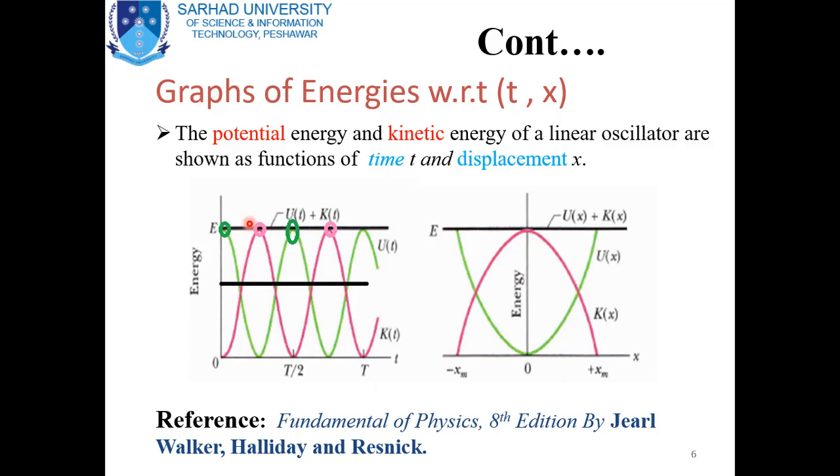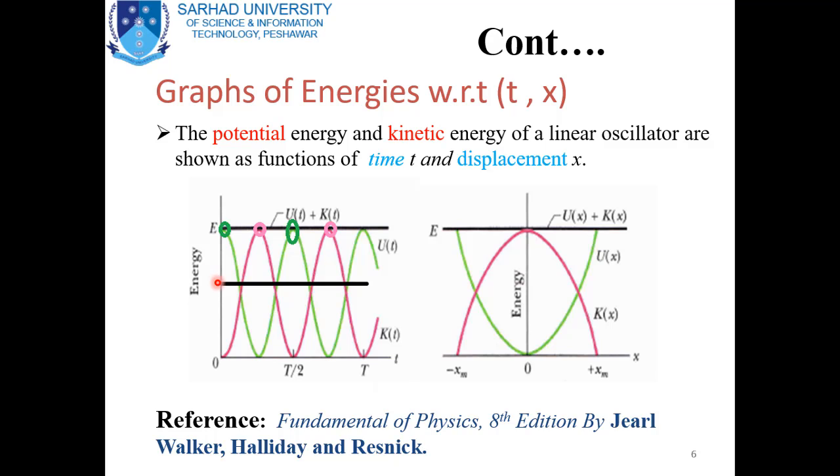So the total energy, which is simply the sum of potential energy and kinetic energy, will be equal to the potential energy at this time. As time goes, the potential energy will drop and the kinetic energy will increase, and the kinetic energy will reach the maximum, which is equal to the total energy. At that time, the potential energy drops to 0, and again the potential energy increases and the kinetic energy decreases.